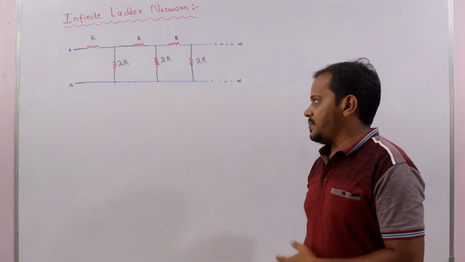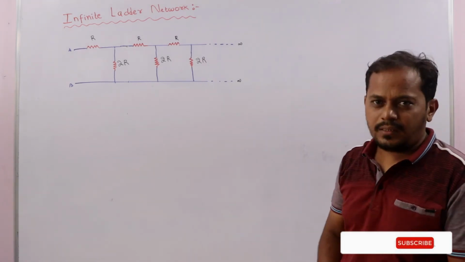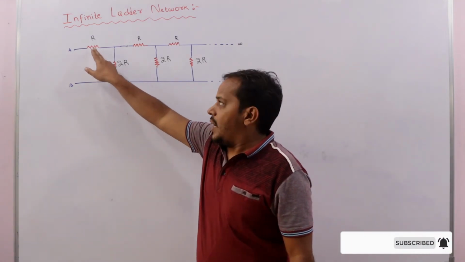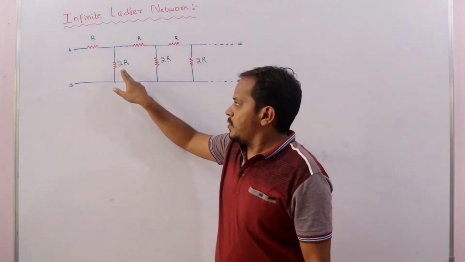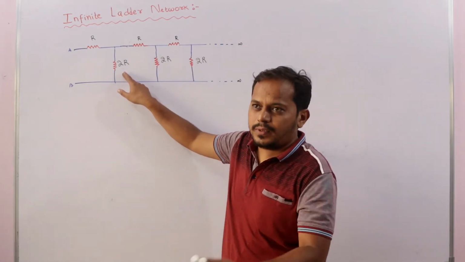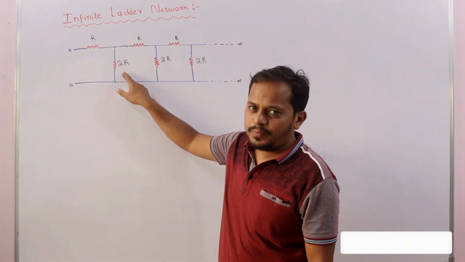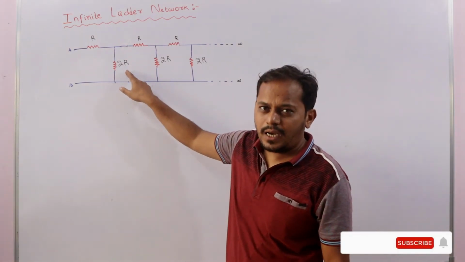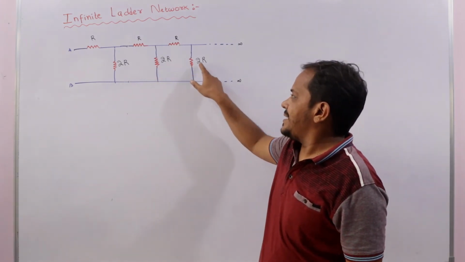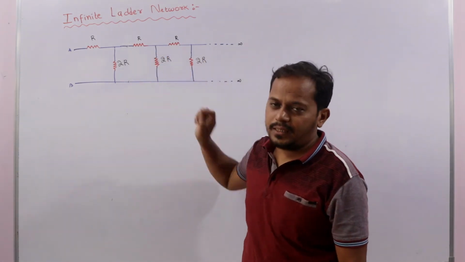Let us understand this method using one more example here. In this example, once you observe it, R and one more resistance, the second resistance 2R, is connected here. As compared to the previous example, where the resistance here was R, now a 2R resistance is placed between these two lines.